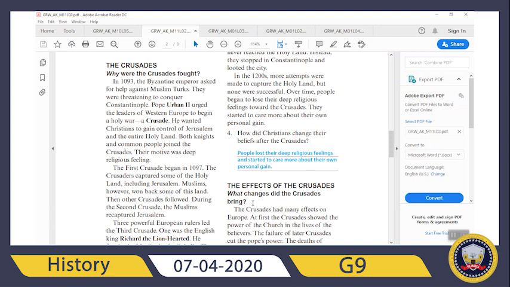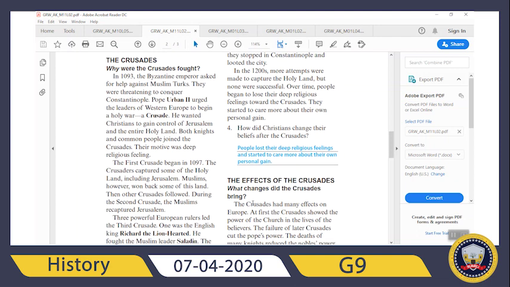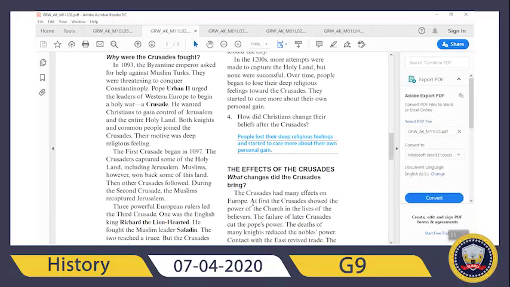But on the other side, Muslims, however, won back some of this land. Then other crusades followed, and during the second crusade, the Muslims recaptured Jerusalem. So in the second holy war, Muslims were the ones who recaptured Jerusalem. But now the holy war is not going to end.